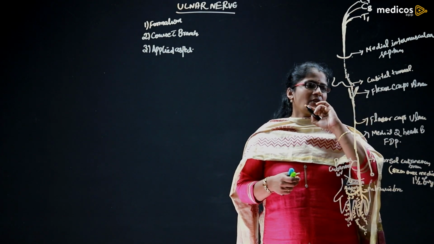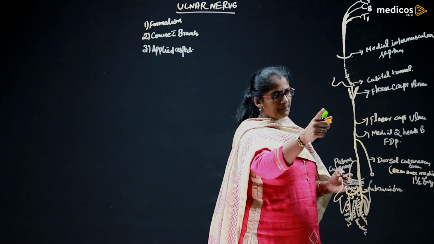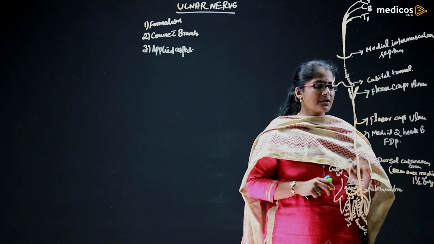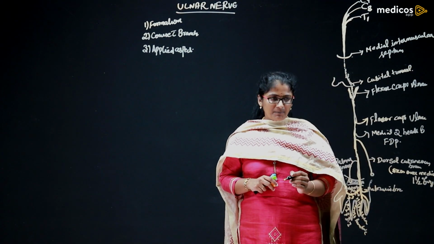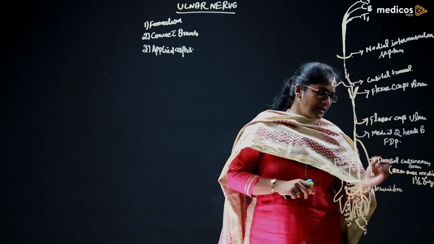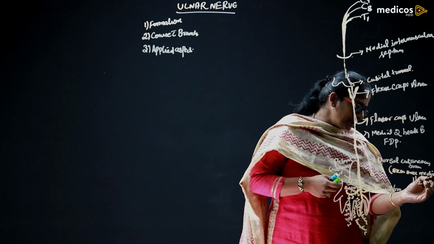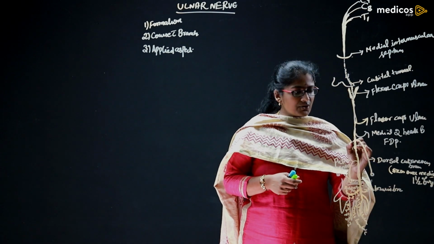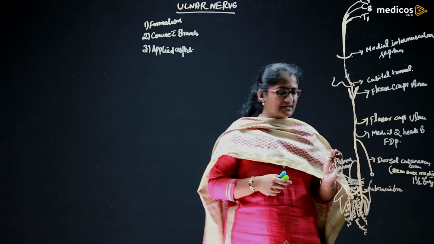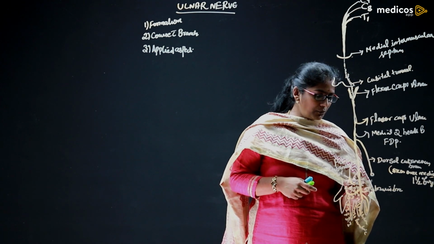After that, it enters the front of the forearm by passing between the two heads of the flexor carpi ulnaris. While passing, it supplies the flexor carpi ulnaris, and also the medial two heads of the flexor digitorum profundus. In the mid forearm, it gives the dorsal cutaneous branch that goes dorsally and supplies the skin over the medial 1.5 fingers. Then the ulnar nerve continues and gives the palmar cutaneous branch that supplies the skin over the hypothenar muscles.